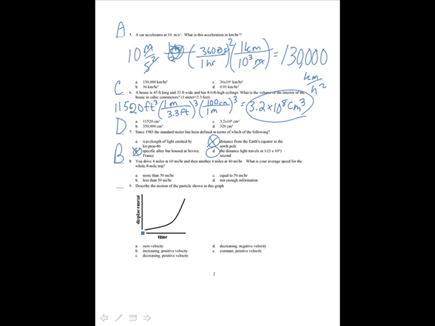Describe the motion of the particle shown in this graph. We want to look at the slope, and how does the slope change? The slope is initially positive and small, gradually gets bigger and bigger. Alright, so it's increasing positive velocity, and that is B.